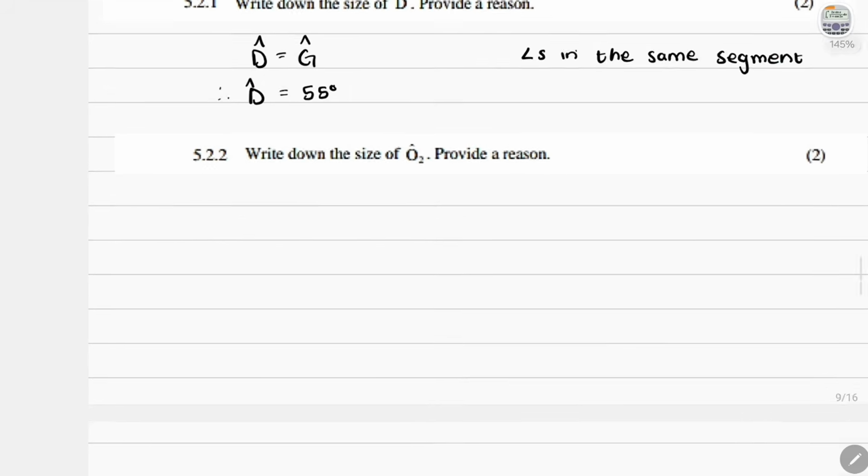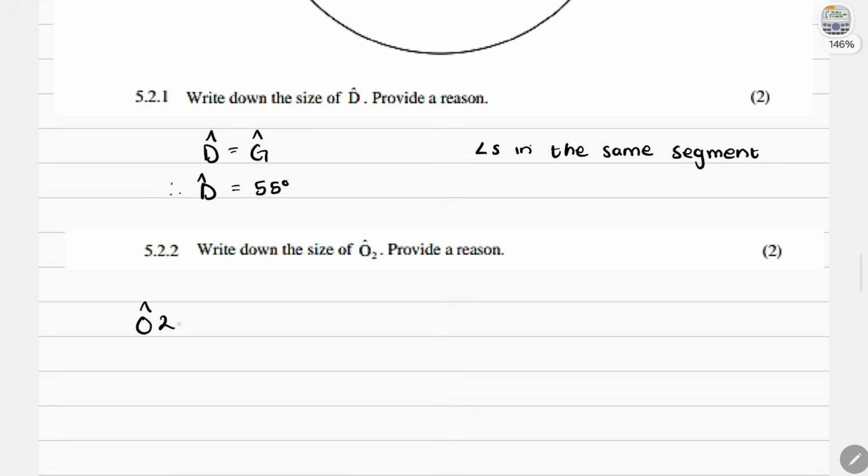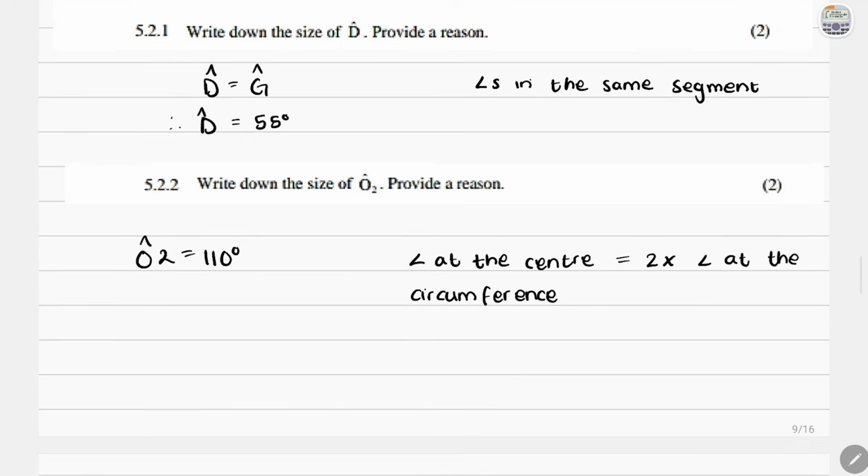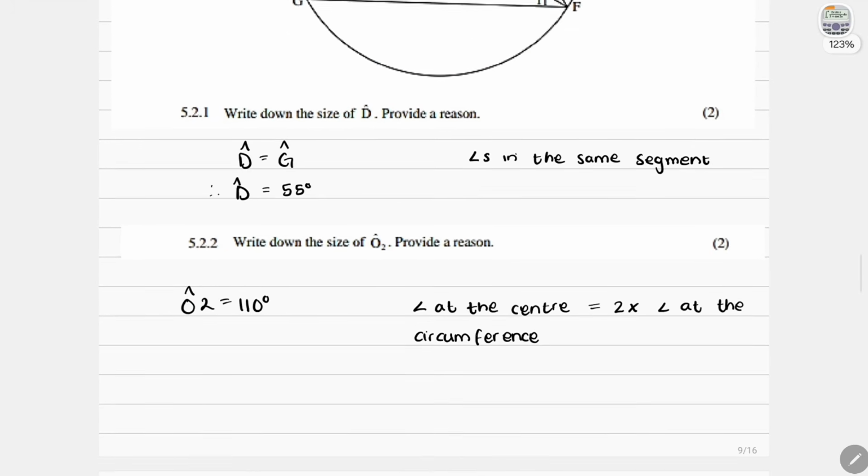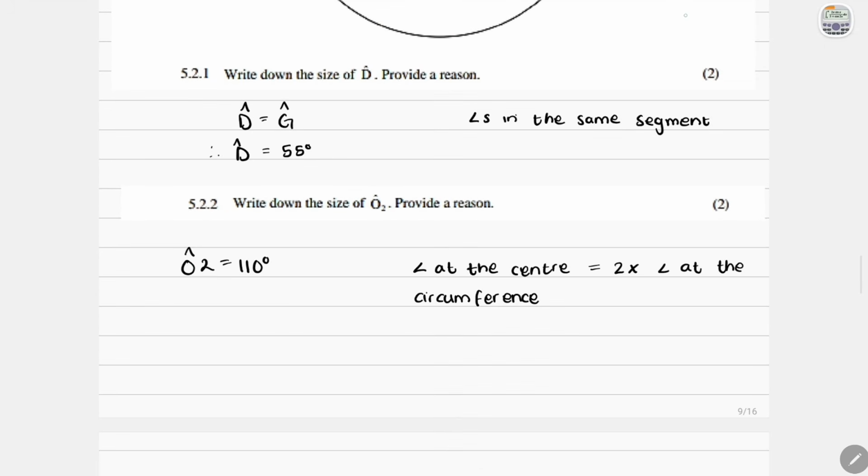And let's just put our answer down. So angle O2 is therefore equal to 110 degrees, and we'll put our reason. Okay, and that is our answer. Moving on to the next question.